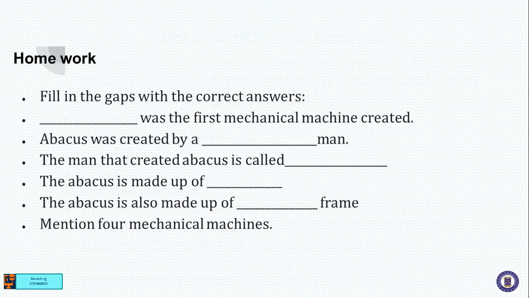Before we go, here is your homework. You are to fill in the gaps with the correct answers. Number one, dash was the first mechanical machine created. Number two, abacus was created by a dash man. Number three, the man that created abacus is called dash. Number four, the abacus is made up of dash. Number five, the abacus is also made up of dash frame. Then number six, mention four mechanical machines that you were taught.